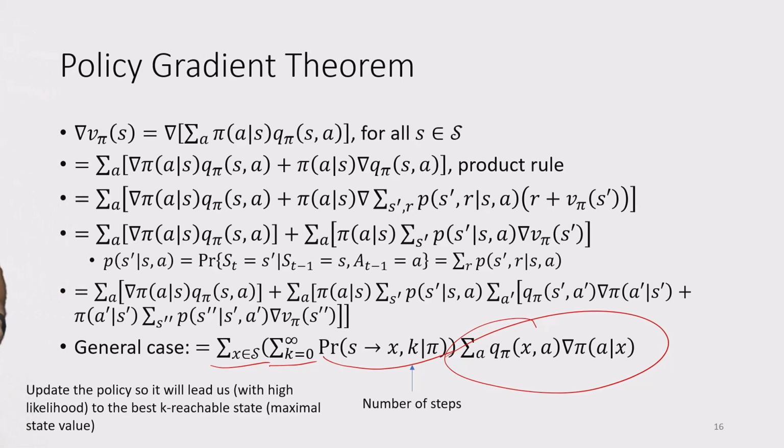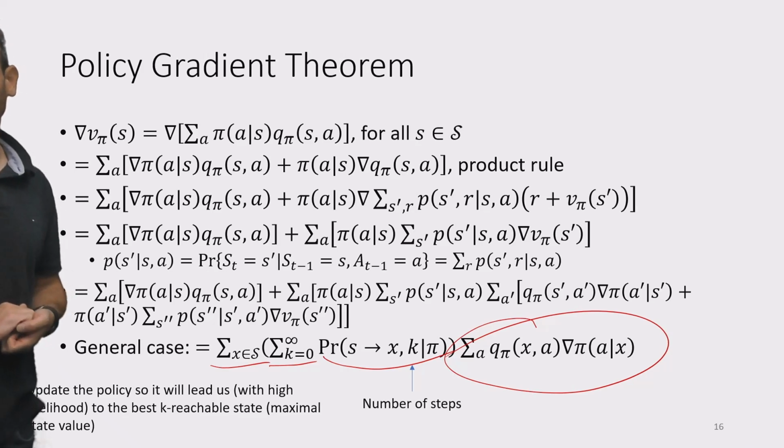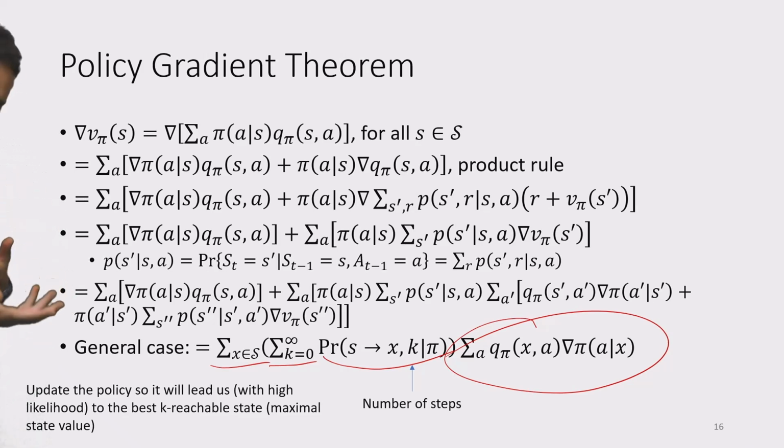More intuitively, this means that we update the policy so it will lead us with high likelihood to the best k-reachable state. That is the state with the maximal state value.